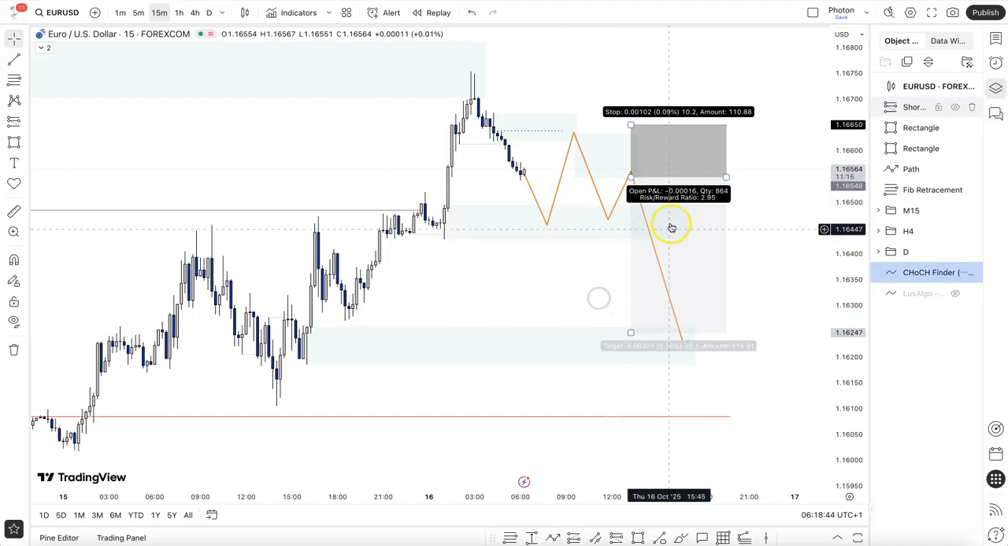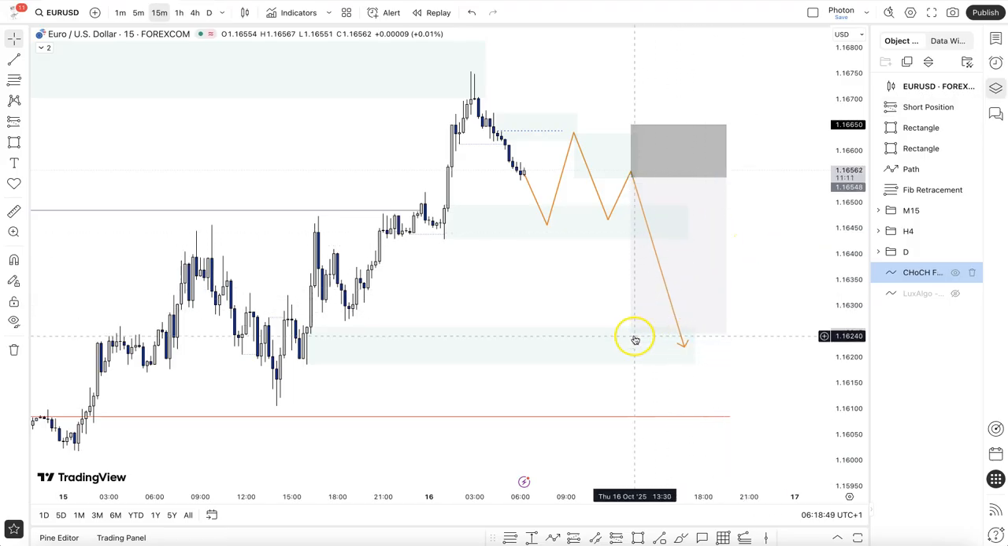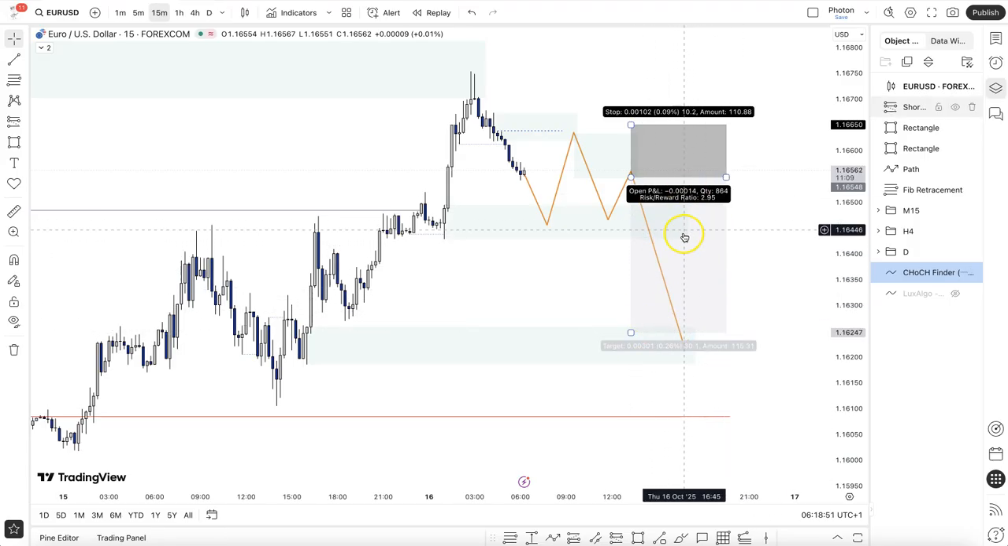And so I can have take profits at various levels, but I would expect price to come down to here, which is almost like a 1:3 kind of a trade.